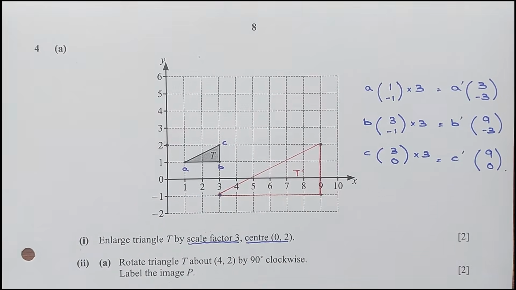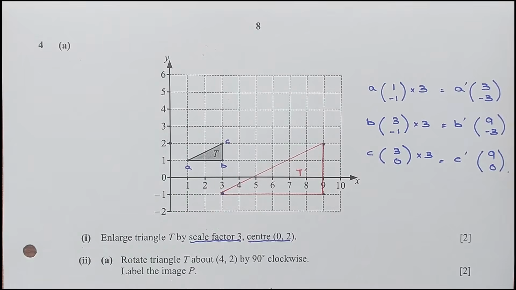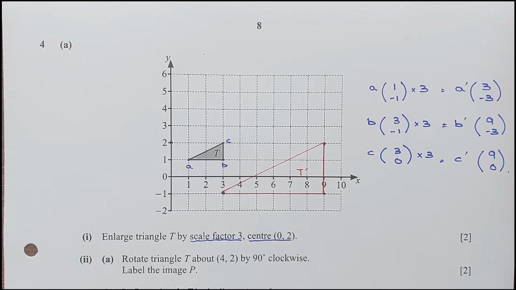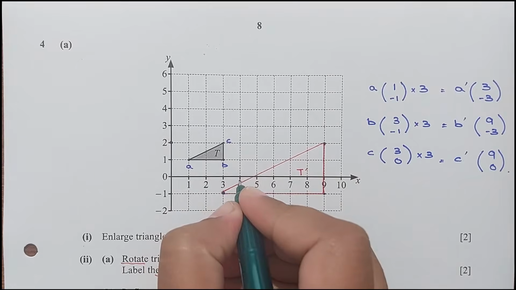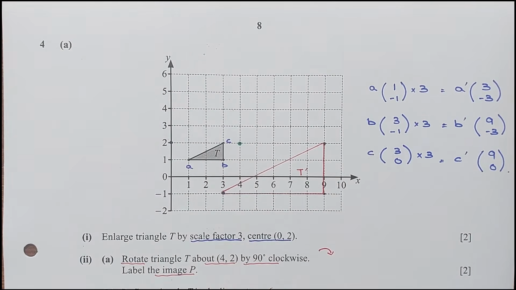Now for the second part, rotate triangle T about 4, 2 by 90 degrees clockwise. Label the image P. So we have to do a rotation about the center, which is 4, 2, and the rotation is 90 degrees and it is a clockwise rotation, right? This way we have to move. Okay, so we have 4, 2. First label the center. X is 4 and Y is 2. This is the center of rotation.